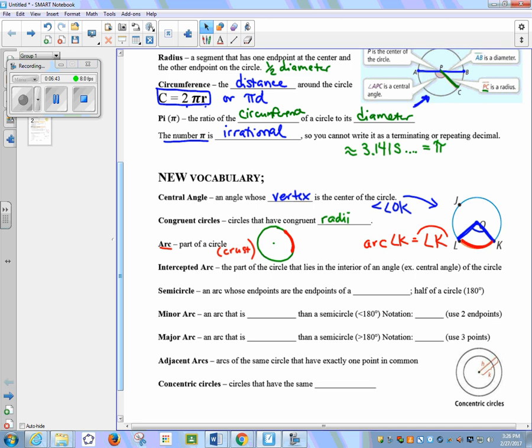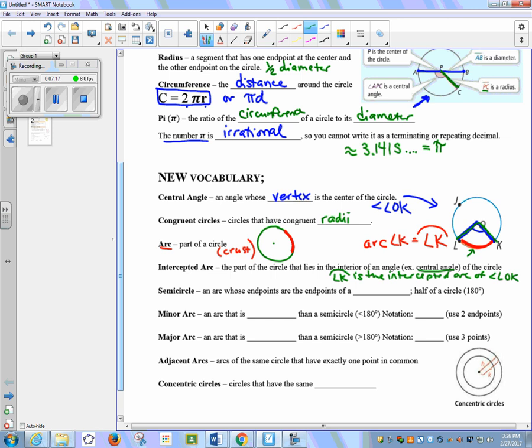We're going to learn different types of angles, but let's take central angle because that's what we've talked about today. This is the central angle, LOK. The intercepted arc would be arc LK. So maybe right here we'll say arc LK is the intercepted arc of angle LOK. Okay, so you can copy that down onto your notes too.